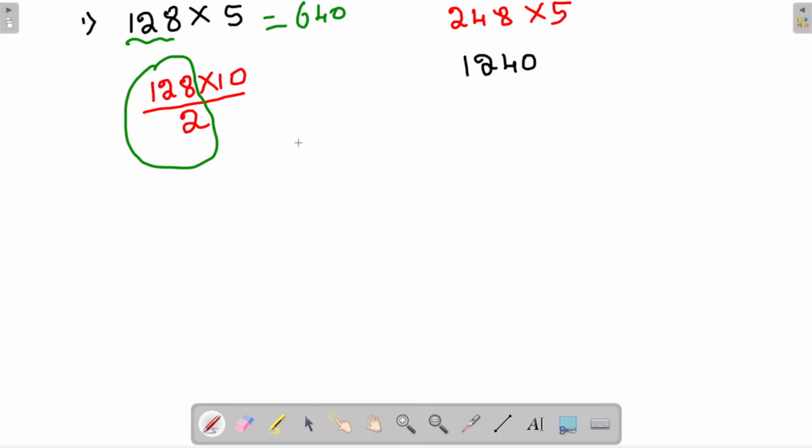Let's take one more. For example, I want the answer for this number, 948 into 5. It is a little bit difficult to make it half actually. Then how to do it? What is half of 948?